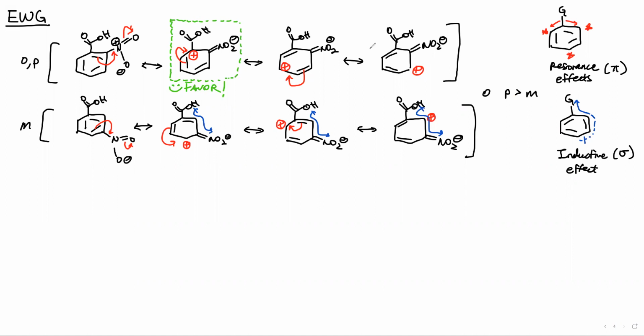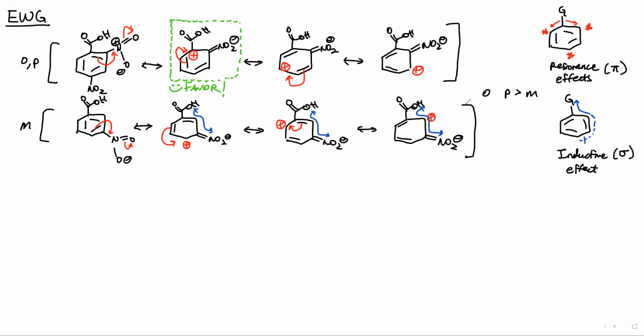If we can't use resonance, we have to use induction, because it's not like meta is the only thing with an inductive effect. Ortho and para have it too. And so all we have to do is think, in terms of inductive effect, if there was an NO2 here versus an NO2 here, who has the better inductive effect? Who is closer or farther? Inductive effect is better the closer you are. And in terms of ortho and para, ortho is the closest you can be.